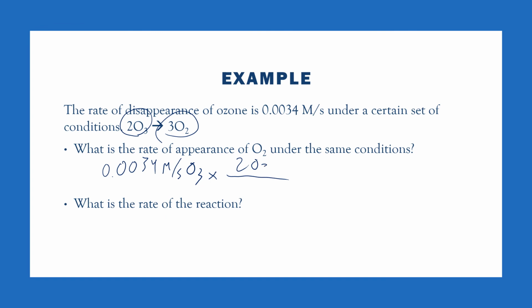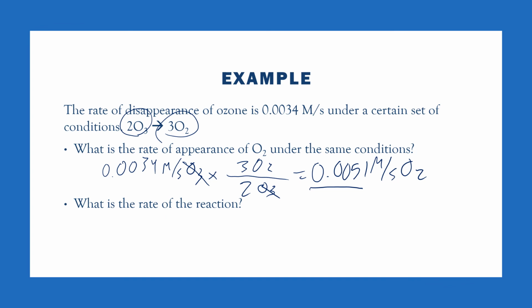There are 2 O3. I can't write today. 3 O2 are produced for every 2 O3 used up. The O3s cancel. 0.0034 times 3 divided by 2 will give you the 0.0051 molarity per second of O2. And this is the rate of appearance of O2 because that's a product.